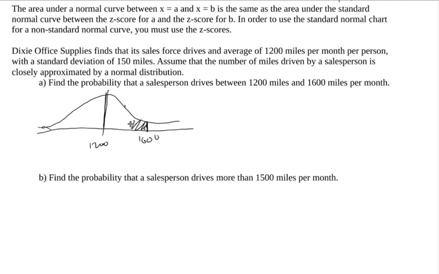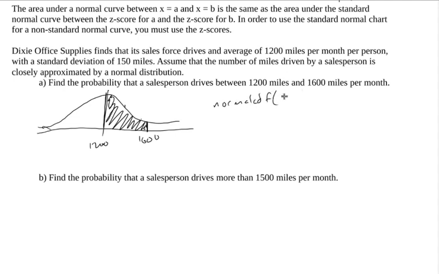So we're looking for the probability that they drive between these two values. In other words, what's the area underneath the curve between these? First off, I'm going to look at how we would do this on the calculator. This is the easy way, the way that I generally recommend. We're going to use normal CDF.